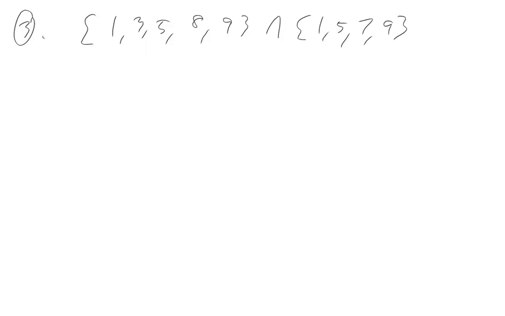So problem 3 says {1, 3, 5, 8, 9} intersected with, or just intersection, that symbol means intersection. So what's the intersection of {1, 3, 5, 8, 9} and {1, 5, 7, 9}? This symbol right here means what's in common. What's in common between them?